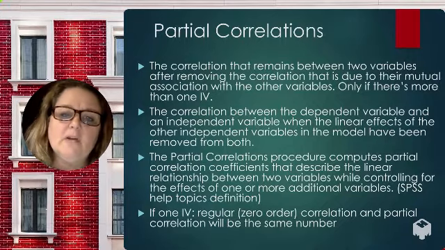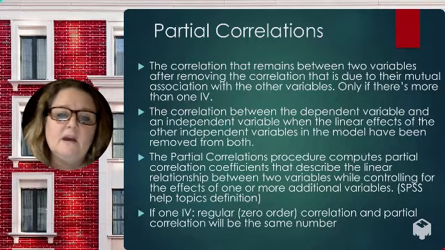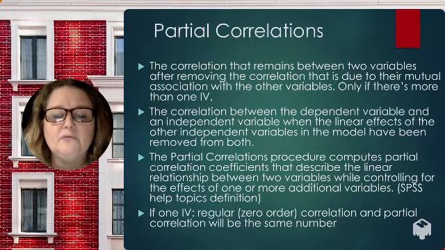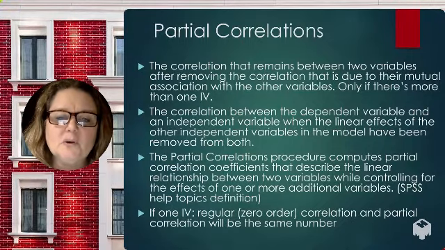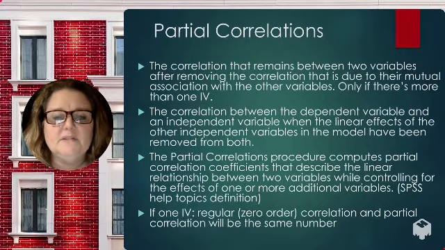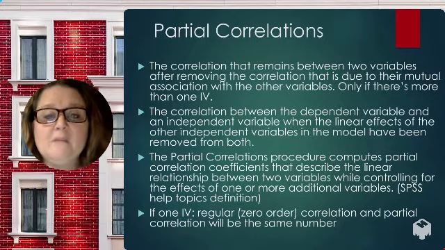A second definition, the correlation between the dependent variable and an independent variable when the linear effects of the other independent variables in the model have been removed from both. Third, the partial correlation procedure computes partial correlation coefficients that describe the linear relationship between two variables while controlling for the effects of one or more additional variables. This is from the help topics in SPSS, which is sometimes actually helpful. And then a fourth definition is if one independent variable only, the regular zero order correlation and the partial correlation would be the same number because there's nothing to partial out if you only have one independent variable.